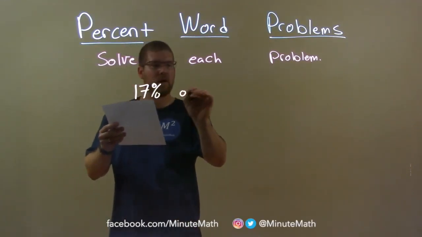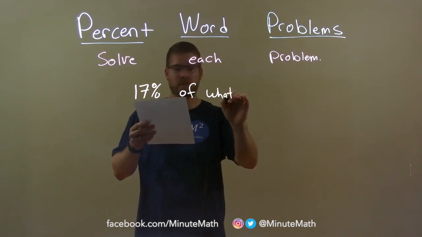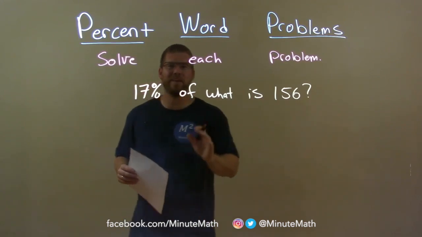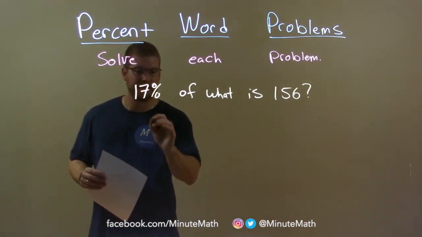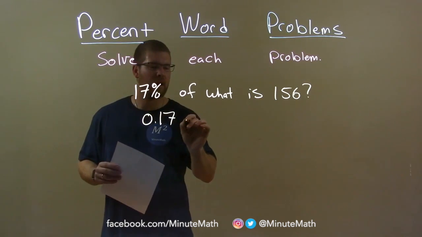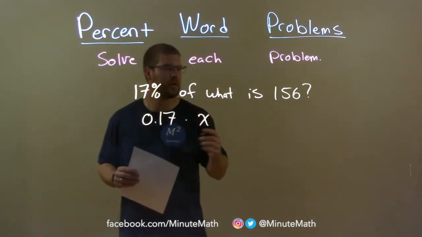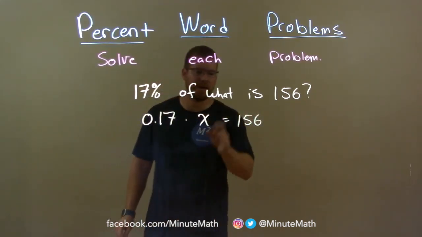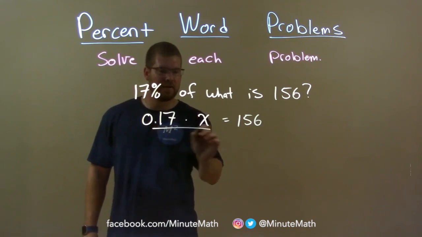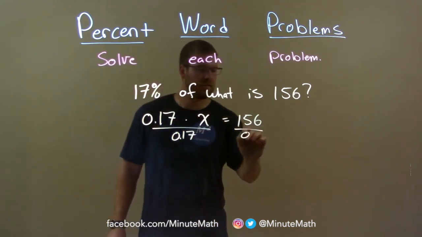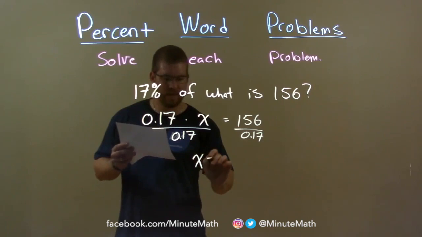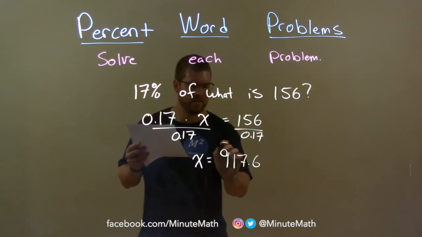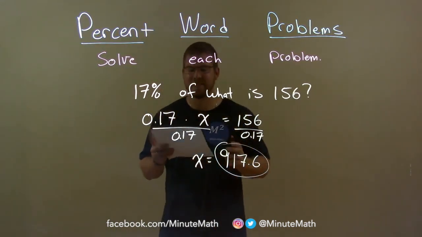17% of what is 156? So let's convert this to an equation. 17% as a decimal is 0.17 of what multiplied by x, the variable here, is 156. It is being equal, equal sign. So now solve for x. When we divide 0.17 to both sides, we're left with x equals a number 917.6, and so that is our final answer, 917.6.